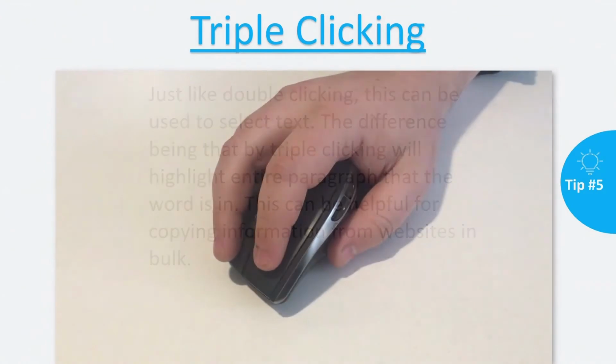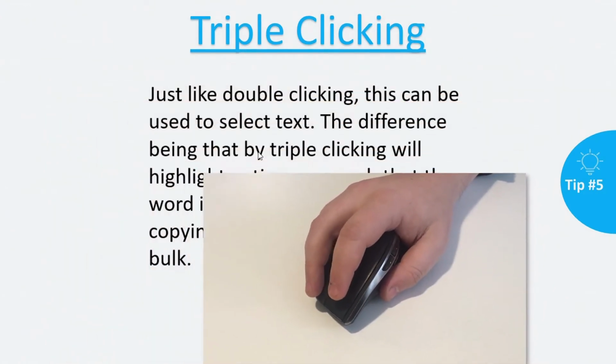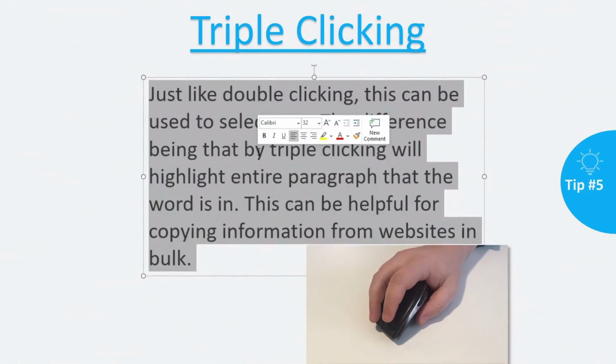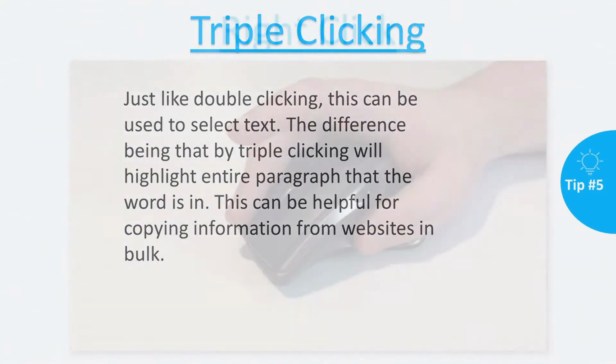Triple clicking. So, just like double clicking, this can also be used to select text. The difference being is that by triple clicking, you will highlight the entire paragraph, as opposed to the single word. This can be very useful for highlighting large amounts of text on a web page.